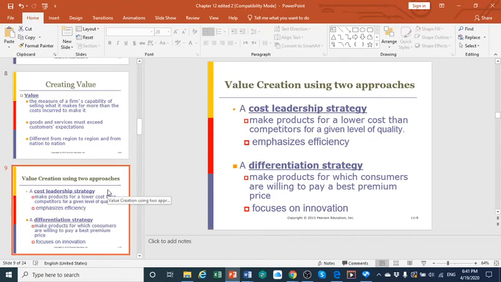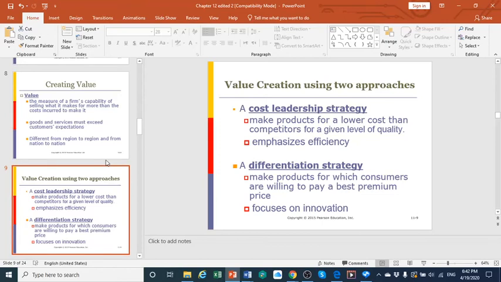Last time we were talking about creating value when we talked about strategy of international business. We indicated that the value that a firm usually creates means its capability of selling and getting benefits more than the cost they incurred in making their products. Moreover, companies should make sure that their goods and services exceed the customer's expectations, either in quality or in price. All these criteria differ from region to region and from nation to nation.